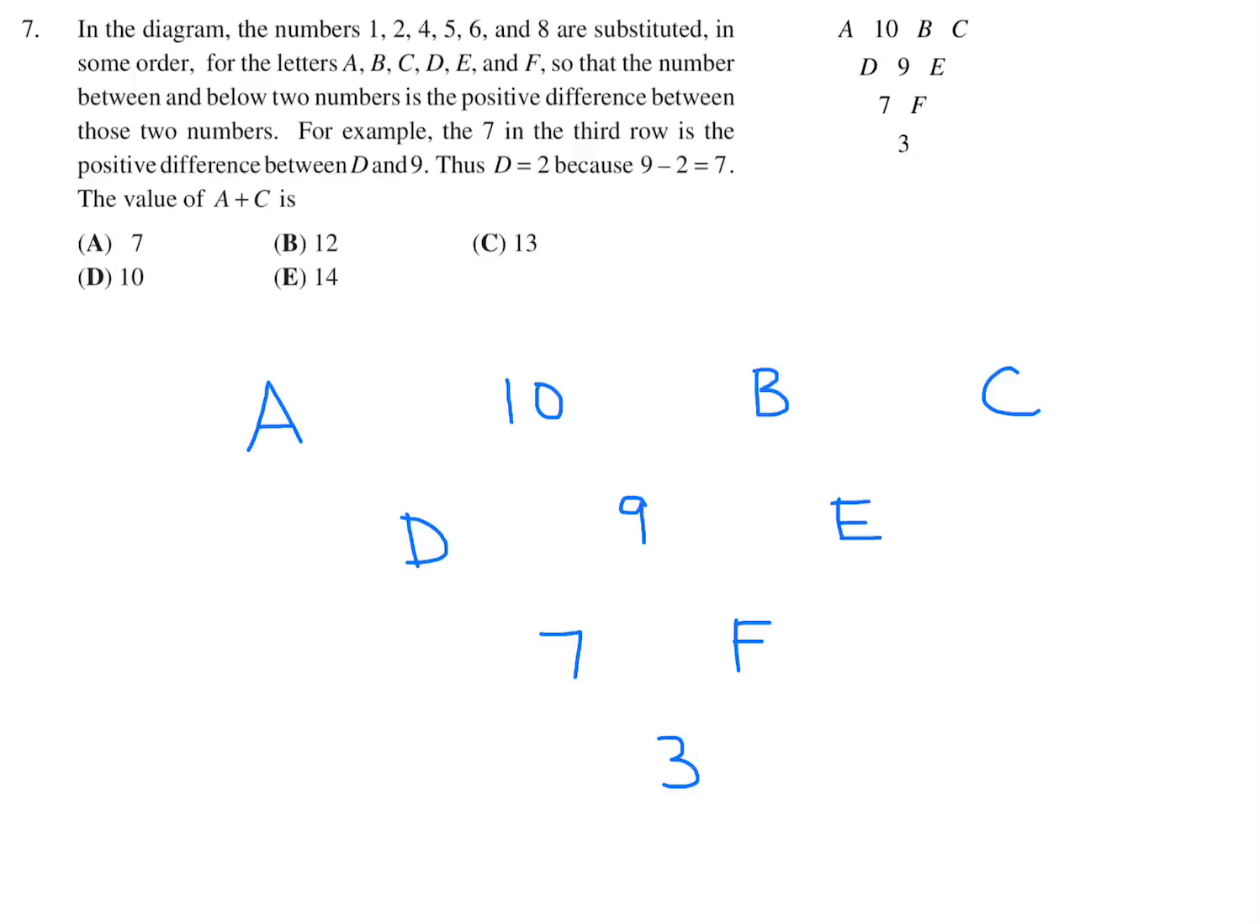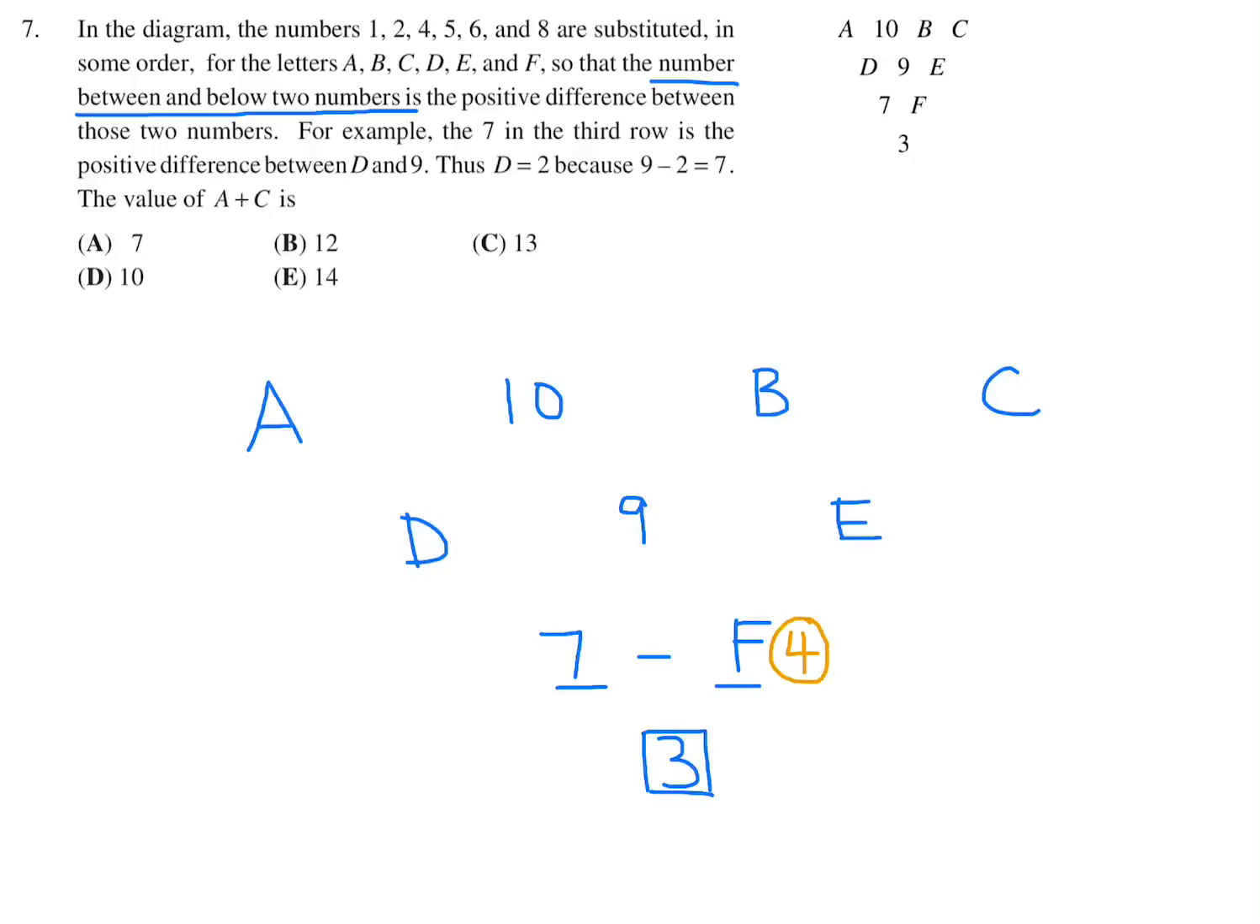So right, this sentence right here: the number between and below two numbers is the positive difference between those two numbers. So this number 3 is the positive difference between 7 and F. So basically 7 minus F gives you 3. So what's F? Well, F has to be 4. So I'll put 4 there.